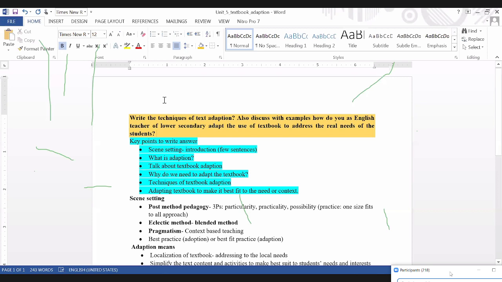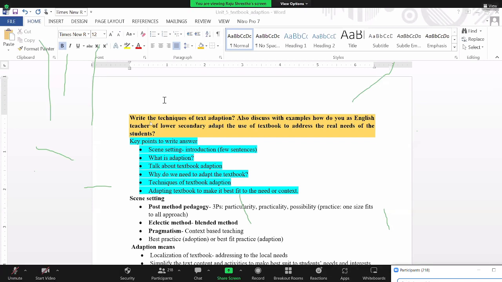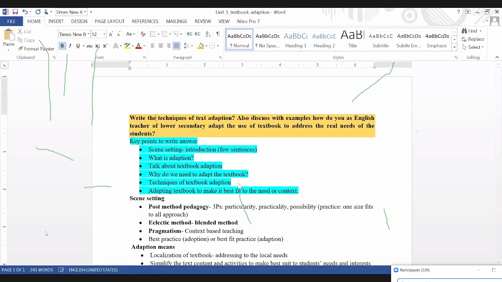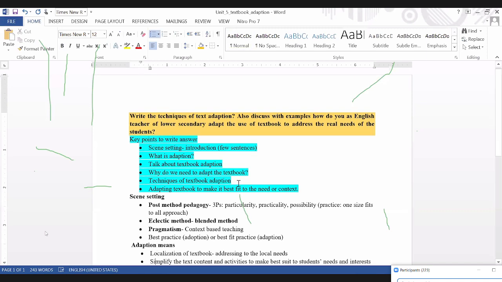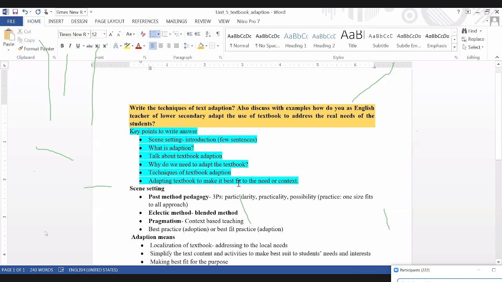So these are the things we discussed. Now today we discuss the use of the textbook, or the adaptation of the textbook in our context. Then the teacher's guide, and if possible we discuss the use of the dictionary in English class as supplementary material.